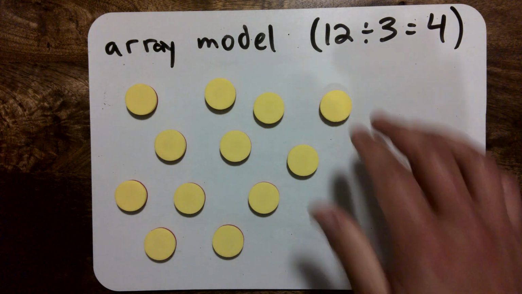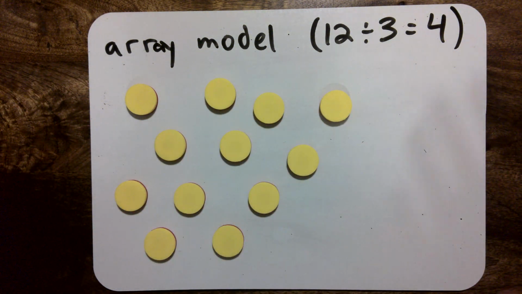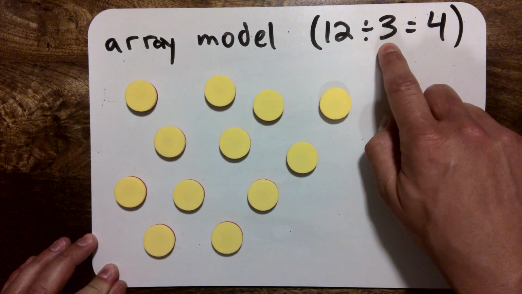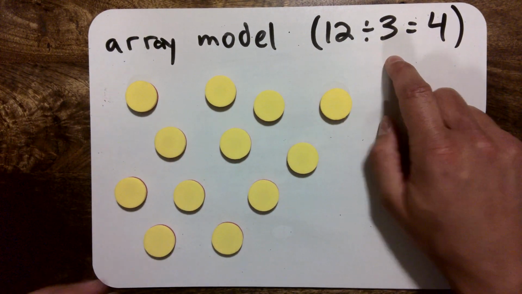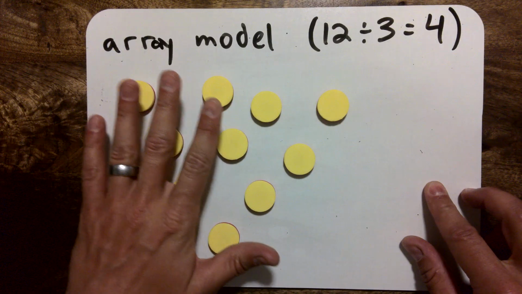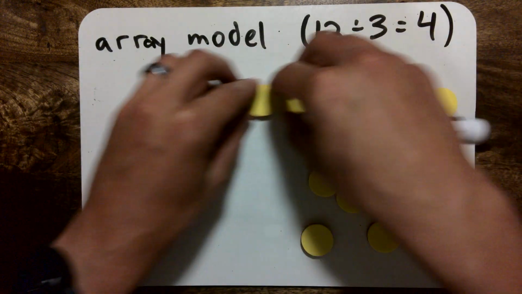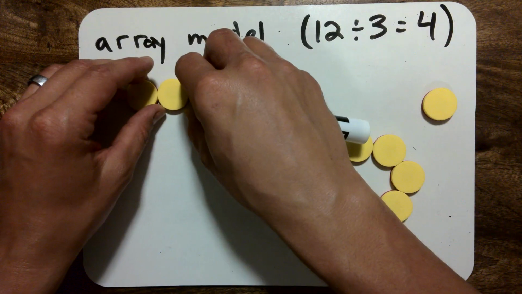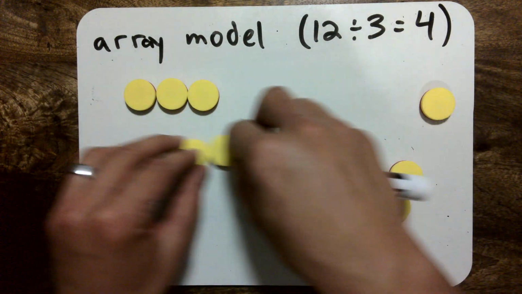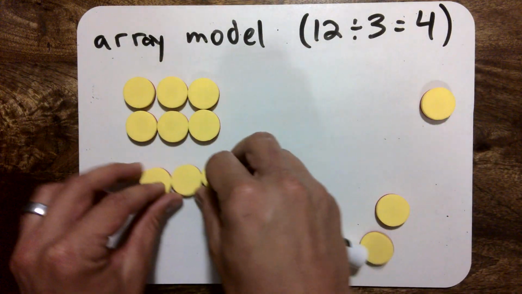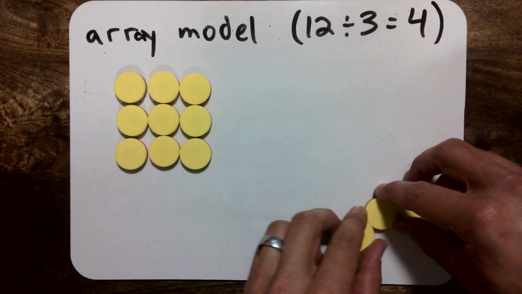So I have 12 counters. It's just a set model that's arranged in that row and column structure. So 12 counters. The size of each group is going to be 3. Here I'll just do the rows. So I'll say each row has a size of 3. So there's one group or one row with a size of 3. Second group or row, third with a size of 3, and finally the fourth.